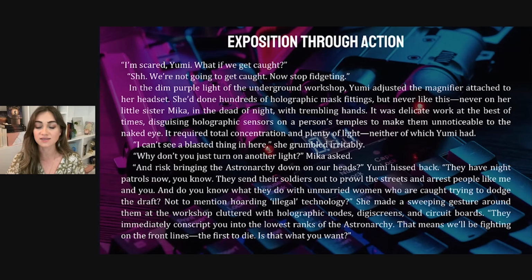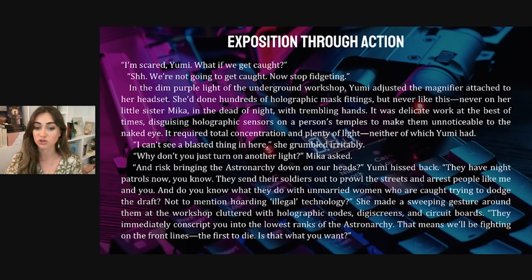I can't see a blasted thing in here, she grumbled irritably. Why don't you just turn on another light? Mika asked. And risk bringing the astronarchy down on our heads? Yumi hissed back. They have night patrols now, you know. They send their soldiers out to prowl the streets and arrest people like me and you. And you know what they do with unmarried women who are caught trying to dodge the draft? Not to mention hoarding illegal technology.